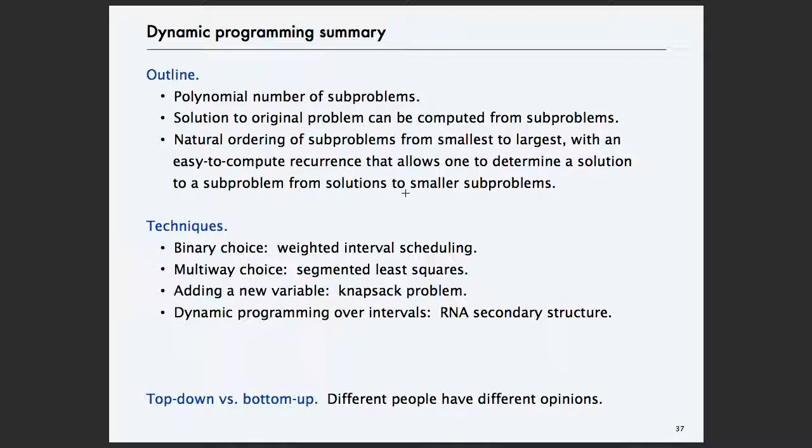We saw 4 examples, right? Binary choice, I either include this guy or not. Multi-way choice. Adding a new variable that's completely different in knapsack. And intervals for RNA.